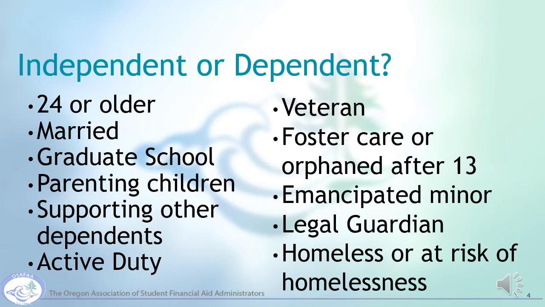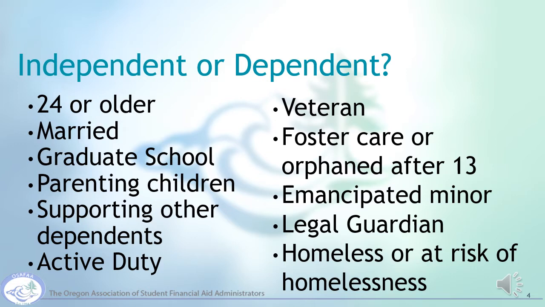Is the student on active duty in the U.S. military? Is the student an other than dishonorably discharged veteran of the U.S. military? Was the student in foster care or orphaned at any time after their 13th birthday, even if they've been reunited with their family or adopted into a new family? Is the student an emancipated minor? Does the student have a legal guardian other than a parent or step-parent? Is the student self-supporting and homeless or at risk of being homeless?